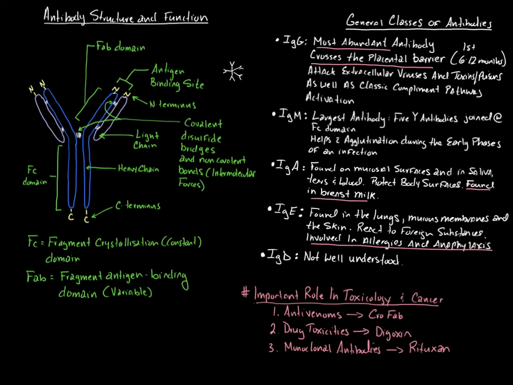So what we can actually do is expose animals to certain antigens, and that will elicit an immune response in these animals, and then these animals will go on to create antibodies. We can then take those antibodies, concentrate them, and turn them into medications. This is how many of our antivenoms are created.